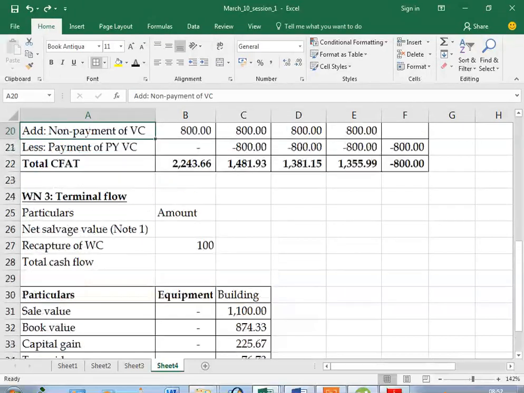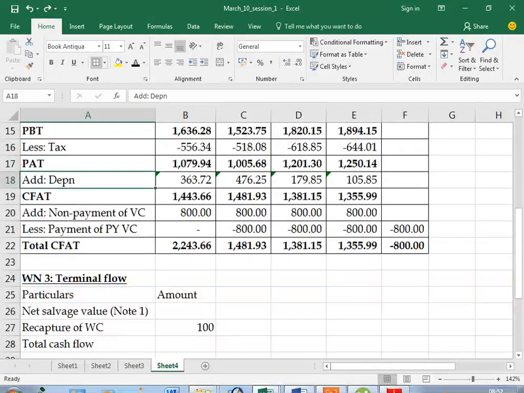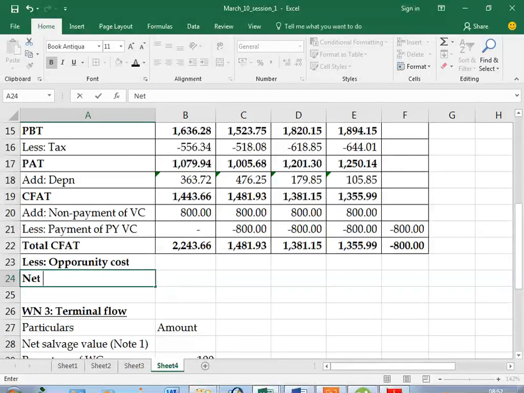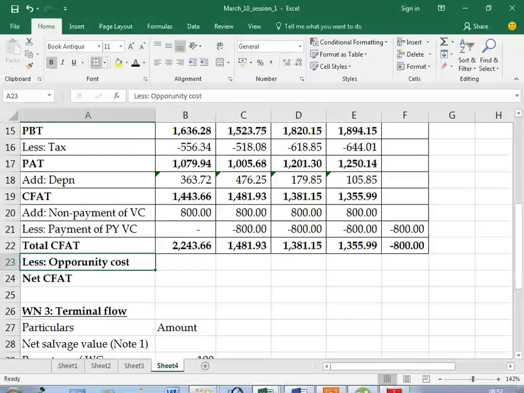Sorry, we have not done one adjustment. We had to do that 20 million adjustment. I missed it. There was an after tax. So ideally I should do it at this stage. Even if I do it here, it is fine. Less opportunity cost and net CFAT. I'll have to do this after the CFAT is calculated.